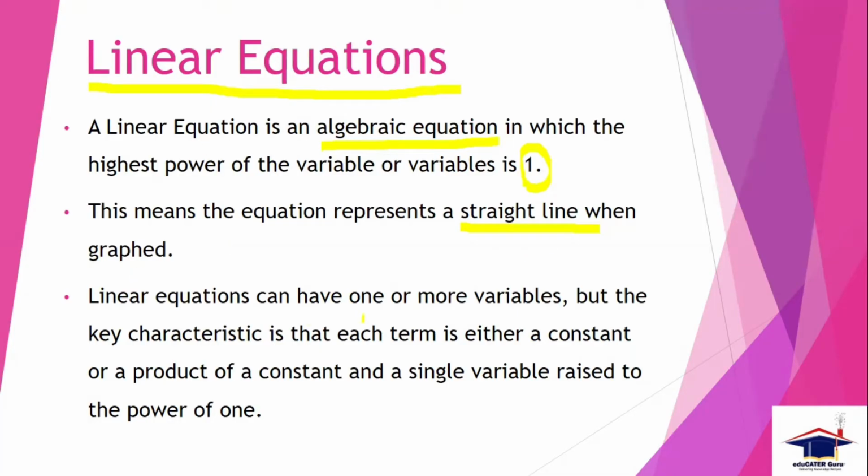So a linear equation can have one or more variables like x, y, but the key characteristic is that each term is either a constant or a product of a constant and a single variable raised to the power of 1. You'll understand these in detail when you solve the problems. Then you'll understand this in an easier way.